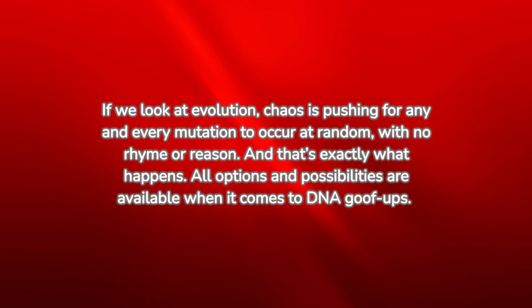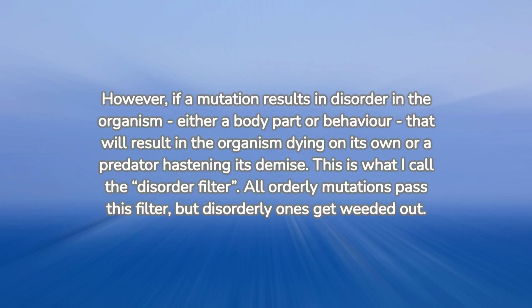If we look at evolution, chaos is pushing for any and every mutation to occur at random, with no rhyme or reason. And that's exactly what happens. All options and possibilities are available when it comes to DNA goof-ups. However, if a mutation results in disorder in the organism, either a body part or behavior, that will result in the organism dying on its own or a predator hastening its demise. This is what I call the disorder filter. All orderly mutations pass this filter, but disorderly ones get weeded out.